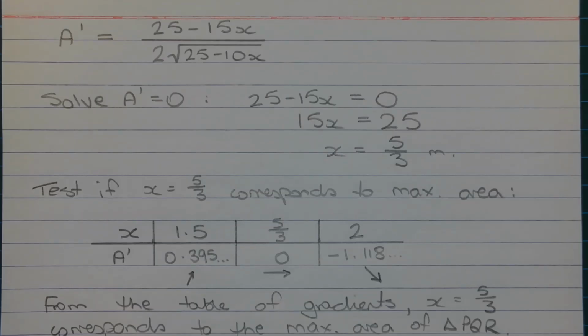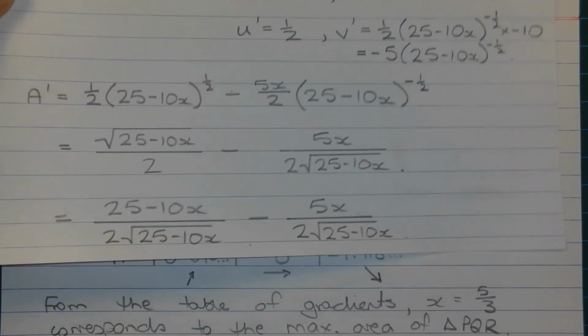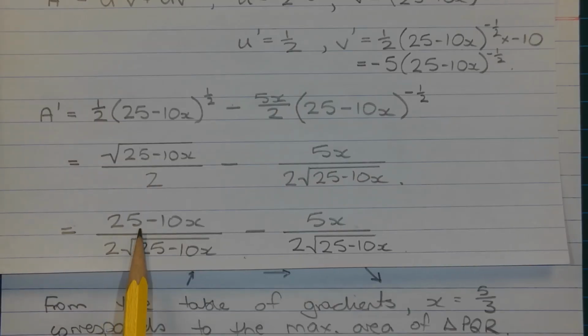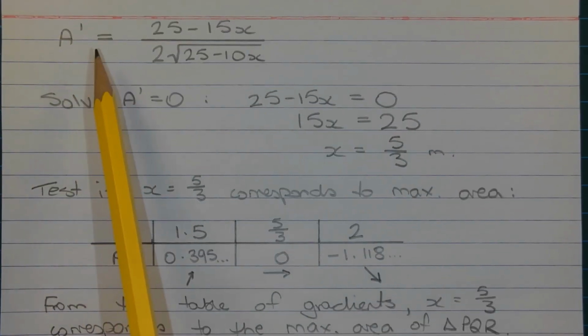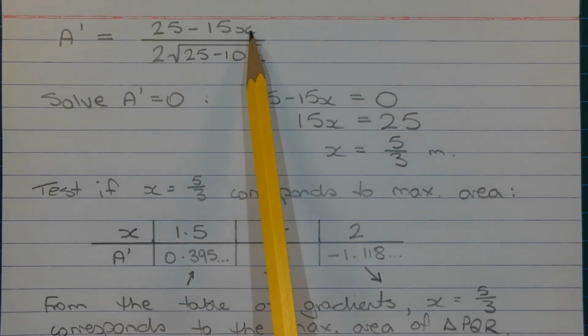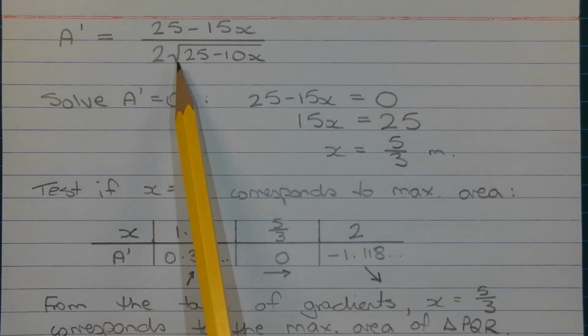Now that the two fractions have a common denominator, we can combine the numerators together to form a single fraction. So 25 minus 10x minus 5x, we have negative 10x minus 5x gives us negative 15x. So A' is equal to 25 minus 15x over 2 times the square root of 25 minus 10x.